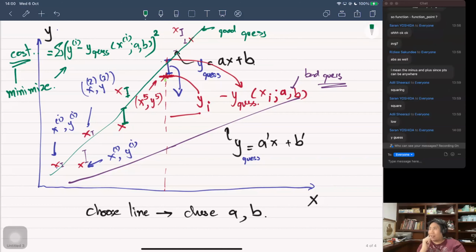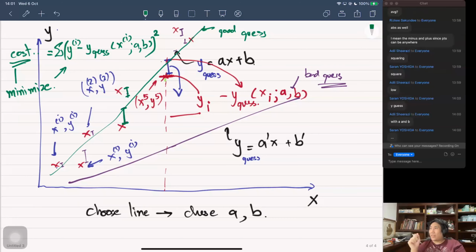Y guess? How do you adjust Y guess exactly though? If you constrain it to be a line, how do you adjust Y guess? With A and B, right? A and B are the numbers that you can adjust. This is a very important point. So to find the line, to find the best line, is this exactly the same question as minimize the cost function by adjusting A and B?